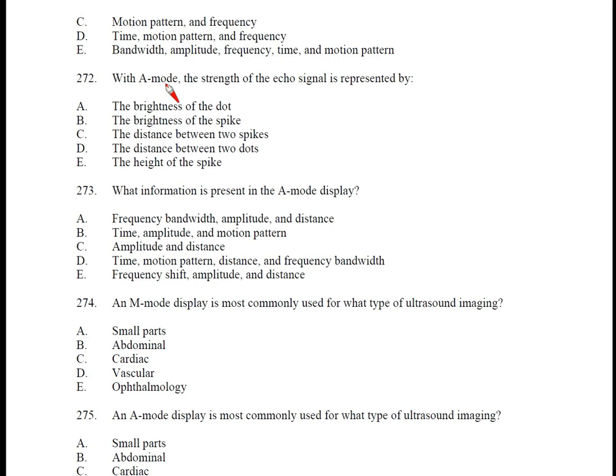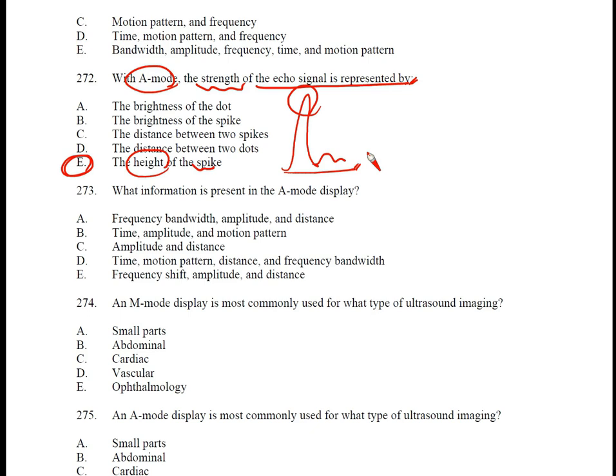Looking at question 272, it asks how the strength magnitude is represented in A mode. The correct answer is to choose number 2. Through the height of the spike, you can say that the higher the spike, the greater the amplitude, and the lower it is, the smaller the value.